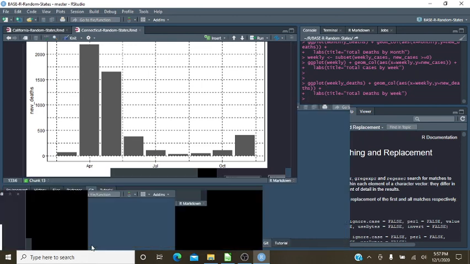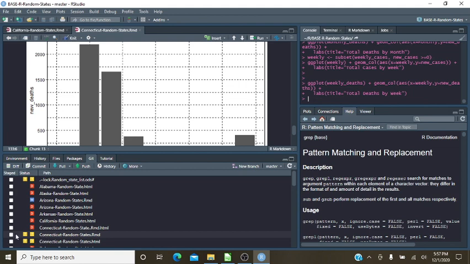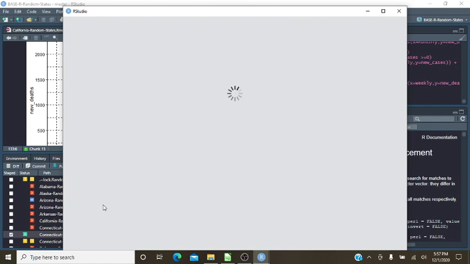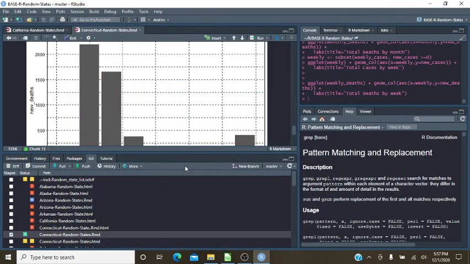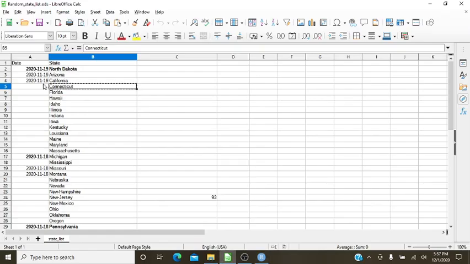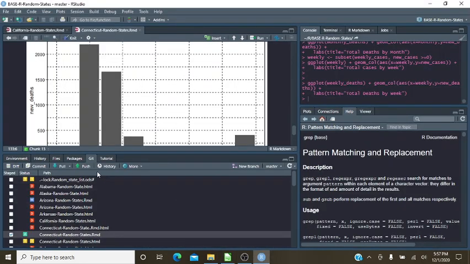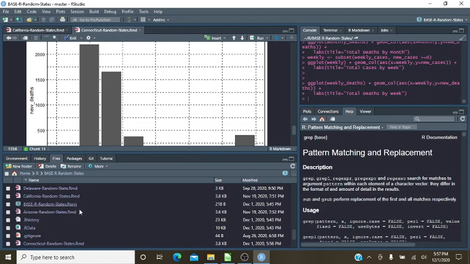Okay, that takes care of the report for Connecticut. Okay, so what should we do next? Let's first of all put a date in here. So let's take a look at Florida. I'm just going to run through 3 or 4 reports here.